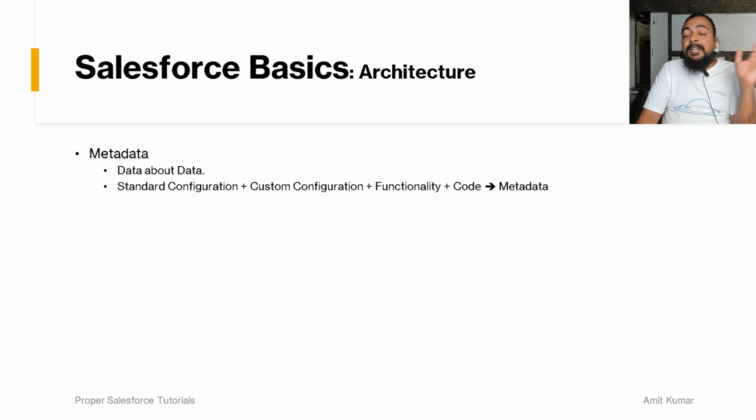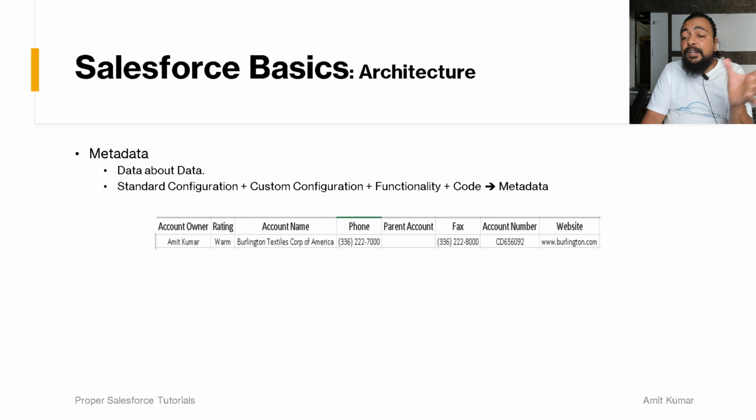Now there was one more term that I mentioned, which is metadata. What is metadata? Metadata is nothing but data about data, information about information. Metadata can be categorized into different types like standard configuration, custom configuration, functionality, and code. Everything is actually metadata. But let me give you a normal example. If I take an object with a record, each record is data. For example, here the account owner is Amit, rating is warm, account name is Burlington, phone number is 22270000. There is some parent account or there might not be, a fax number, an account number, and a website.